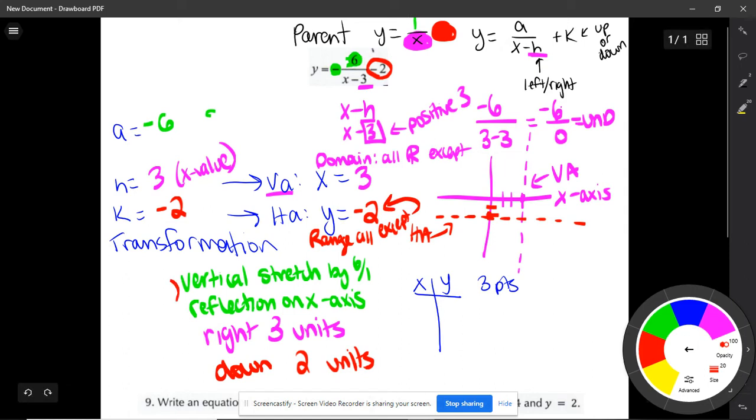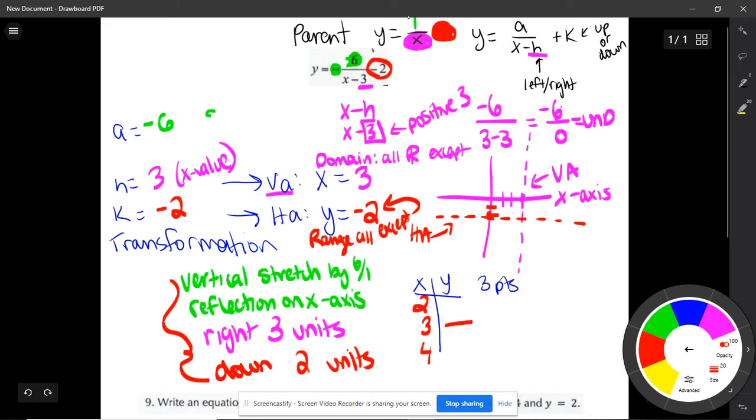And I have all my transformations here. All right. Now, when you graph it, we know that x cannot be 3. If I plug 3 in, we get undefined. So that can't be the point. And you choose 1 to the right, which is 4, and 1 to the left, which is 2.